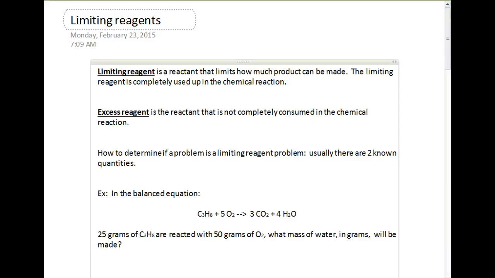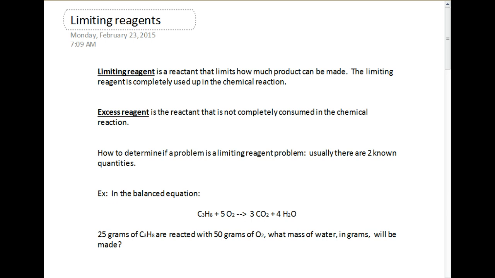Today's topic is going to be what is called limiting reagents. And limiting reagents, as it turns out, are really not that difficult to deal with. It's like doing two stoichiometry problems in one problem. So let's talk about what a limiting reagent is, and let's talk about how to solve problems involving limiting reagents. So let's define it first.